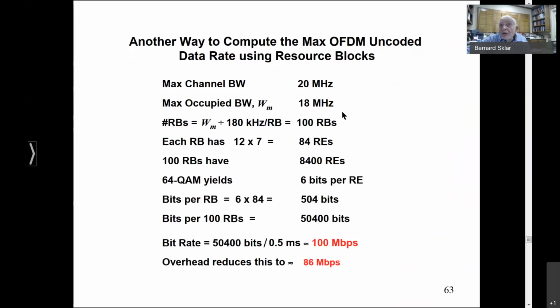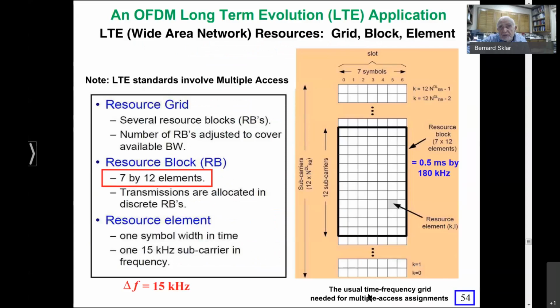Look at another way of computing it based on information I got from those tables, because I can do it in terms of resource blocks. You know, this same 20 megahertz, which is occupied, this is the modulation bandwidth. This is the number of 100 resource blocks which appeared on that table that I had made up. And remember, each resource block has 84 resource elements. 100 resource blocks has this number of elements, 6 bits, and so on. For the 100 resource blocks, these are the total number of bits, and the total number of bits divided by the slot time, which is half a millisecond, gives you that same peak bit rate of 100 megabits per second for this application, but reducing it by the overhead says it's 86 megabits per second.